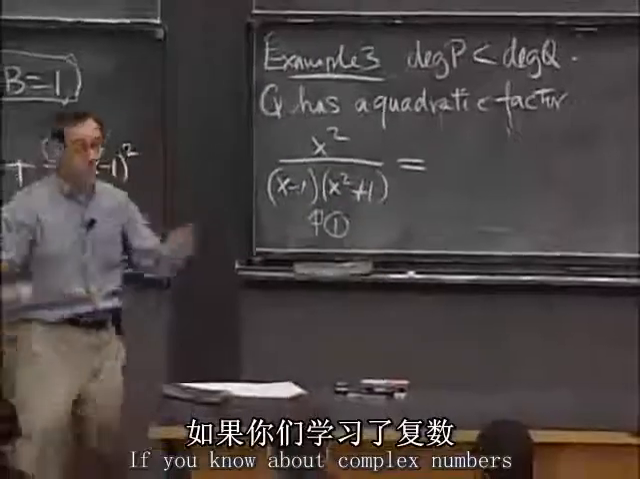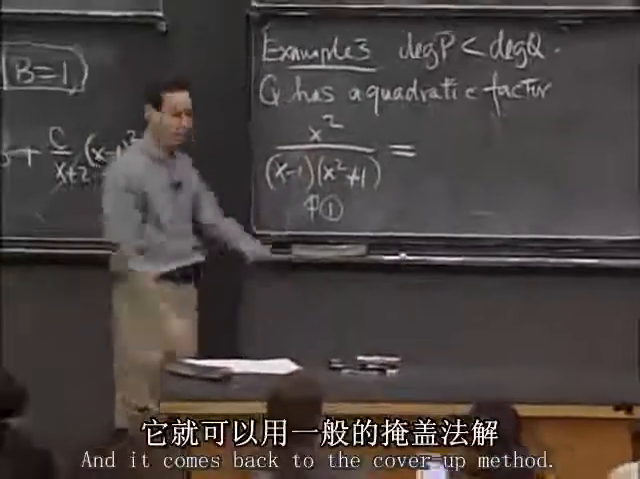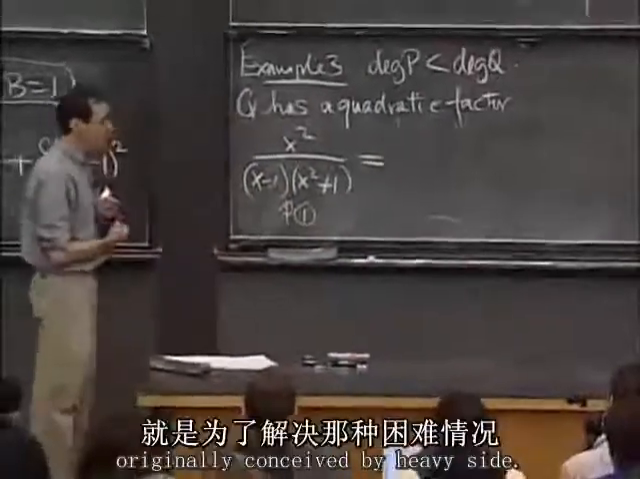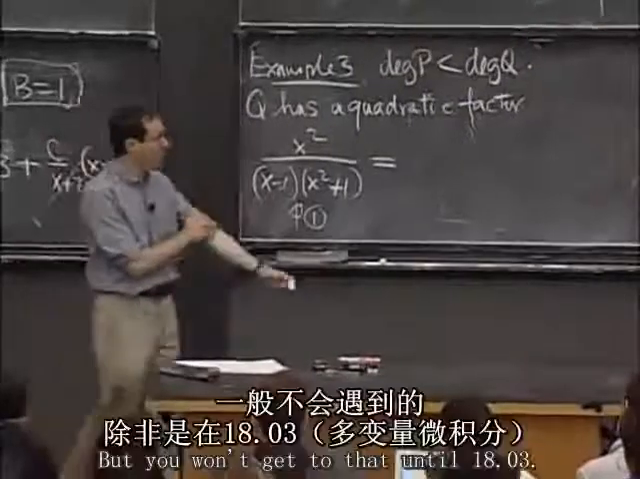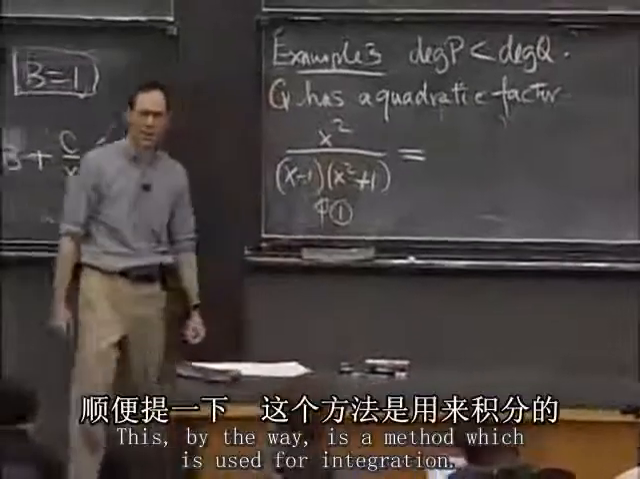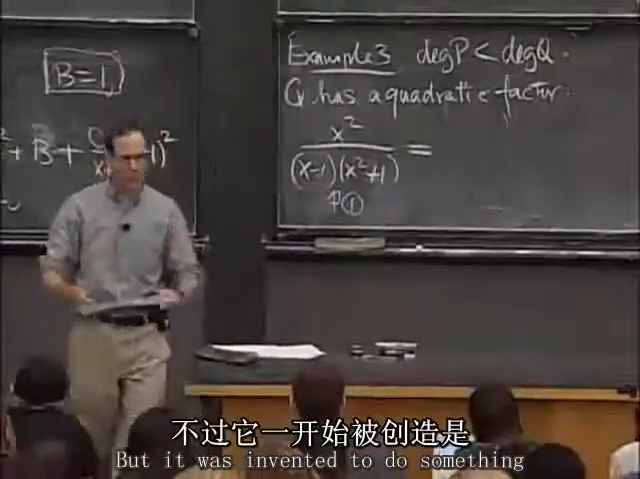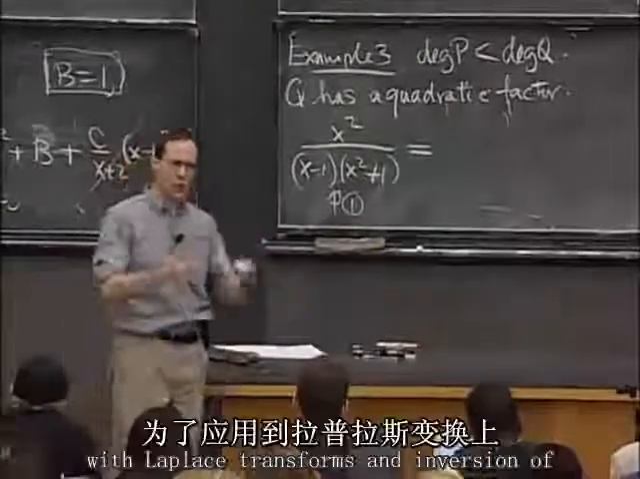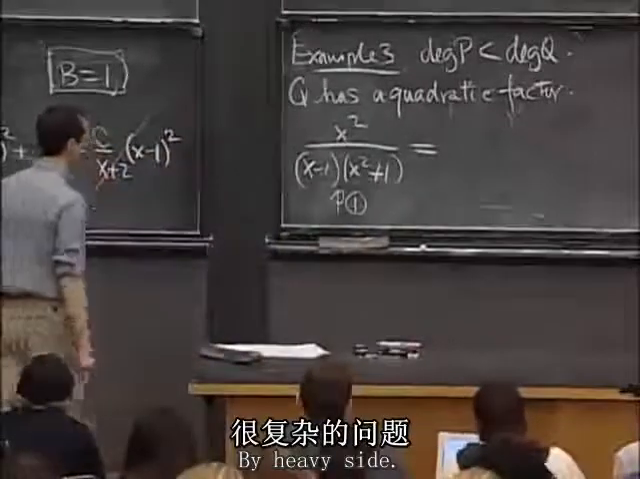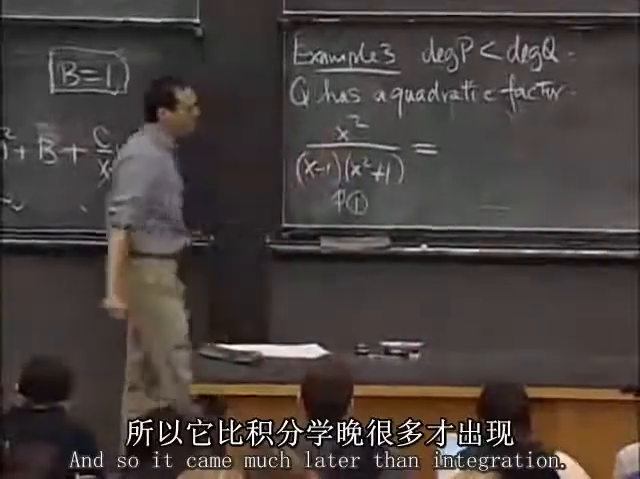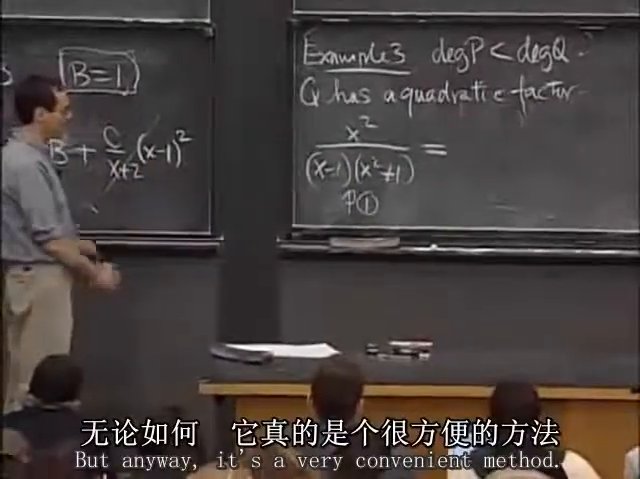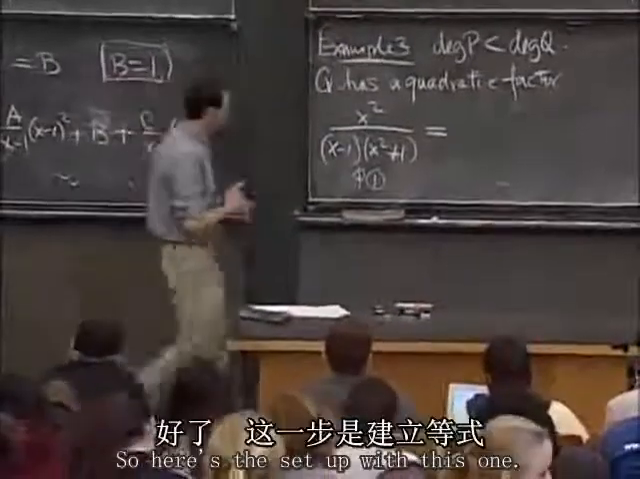If you know about complex numbers, this method becomes much easier, and it comes back to the cover-up method, which is the way that the cover-up method was originally conceived by Heaviside, but you won't get to that until 1803. So we'll wait. This, by the way, is a method which is used for integration, but it was invented to do something with Laplace transforms and inversion of certain kinds of differential equations by Heaviside. And so it came much later than integration. But anyway, it's a very convenient method.